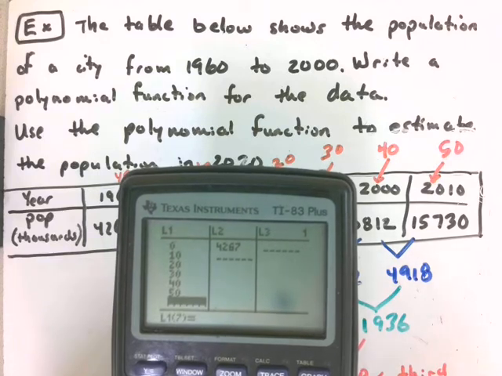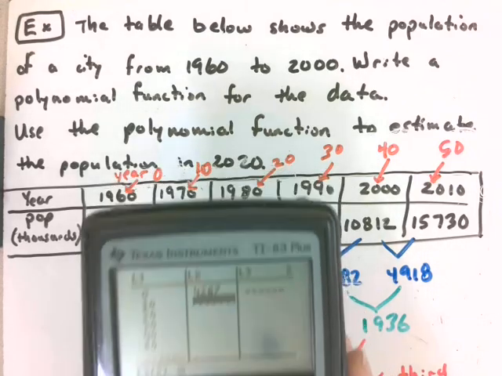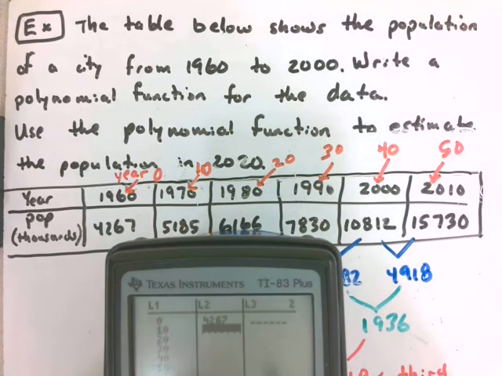So 0, 10, 20, 30, 40, and 50 in the X column. And now I'm going to type in the Y values that are here. I already have 4267 in.